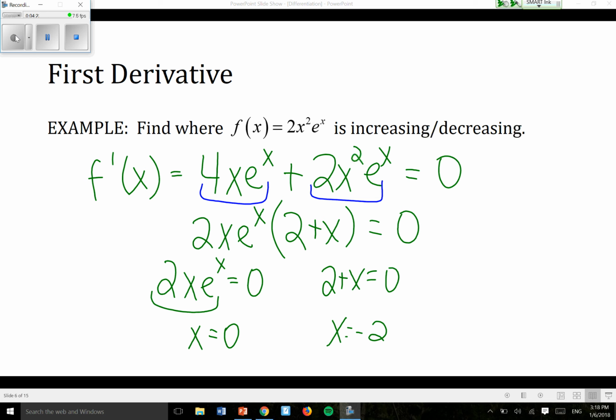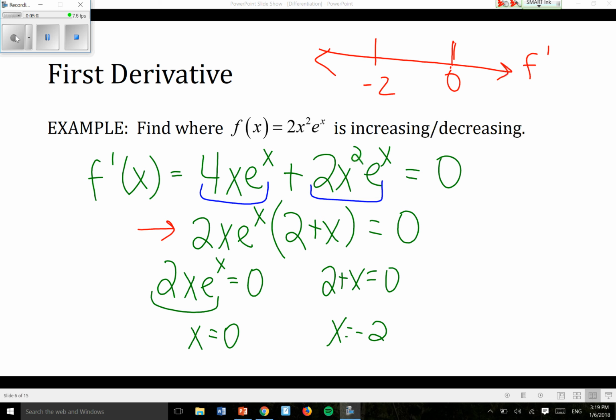I'm actually going to erase this work now, actually no, I'm not going to erase it because we need it. So I'm going to do my sign line up at the top. So here's my f prime sign line, and on it I'm going to put negative 2 and 0. The reason that I didn't want to erase this work is that I actually need my derivative, and preferably my derivative in factored form, to be able to test if these intervals are positive or negative. So let's start with my first interval, numbers less than negative 2. I'm going to pick negative 3.